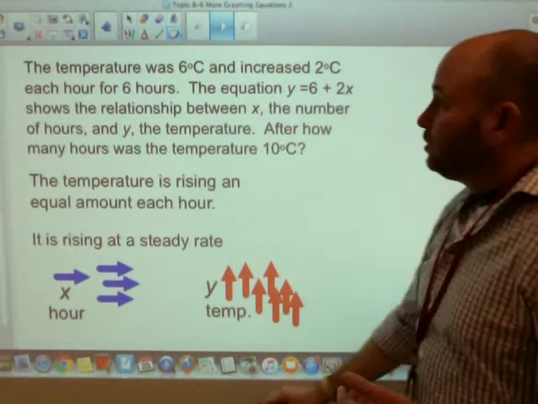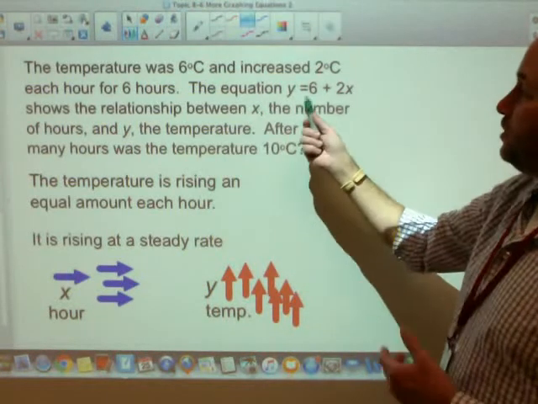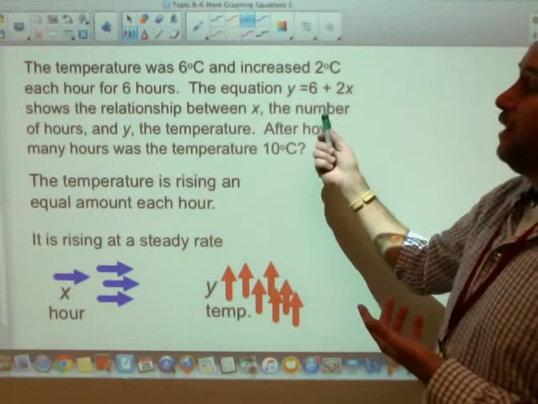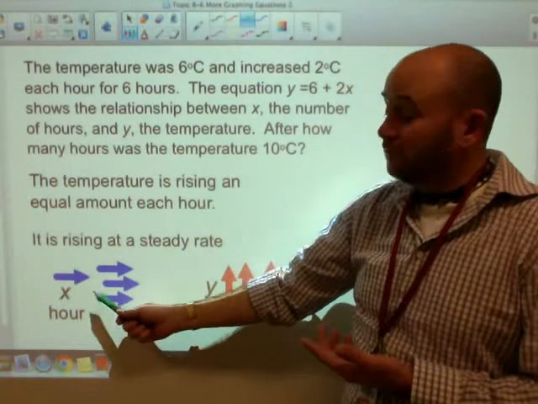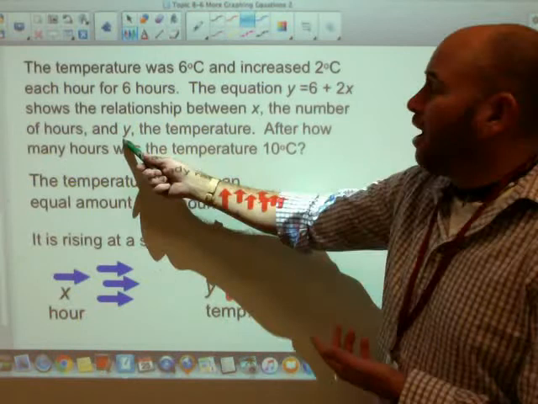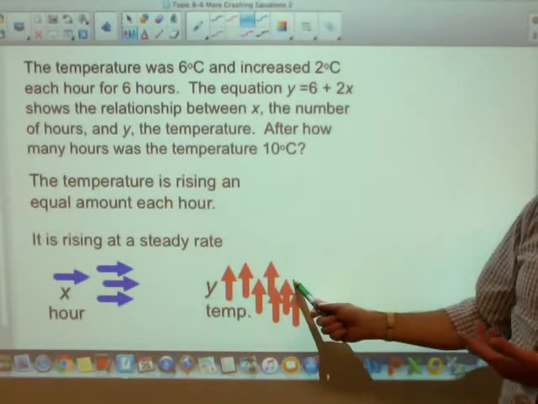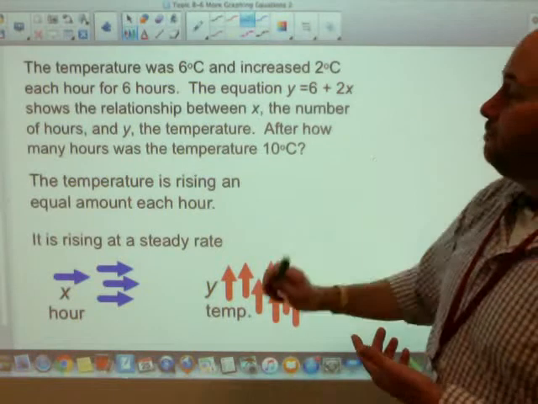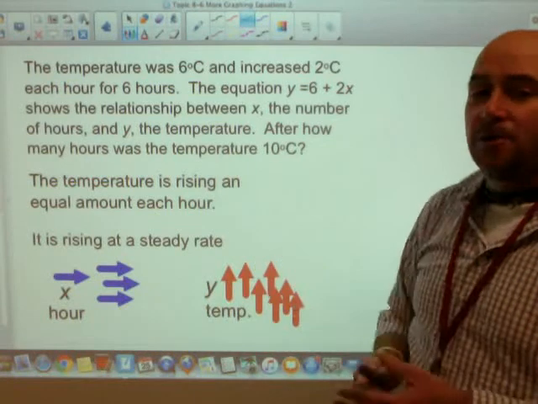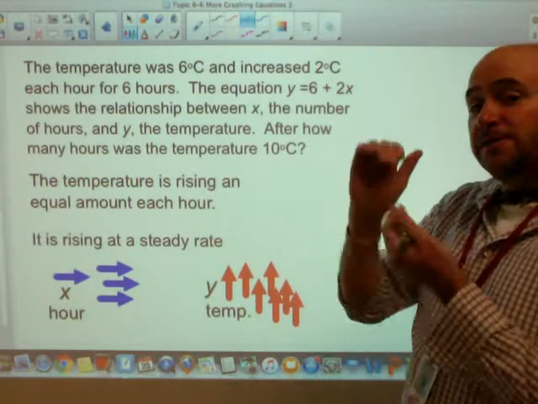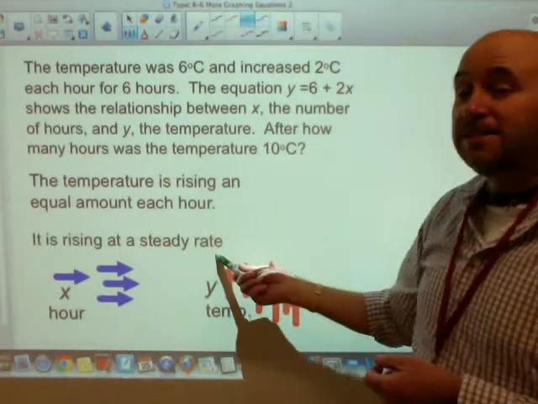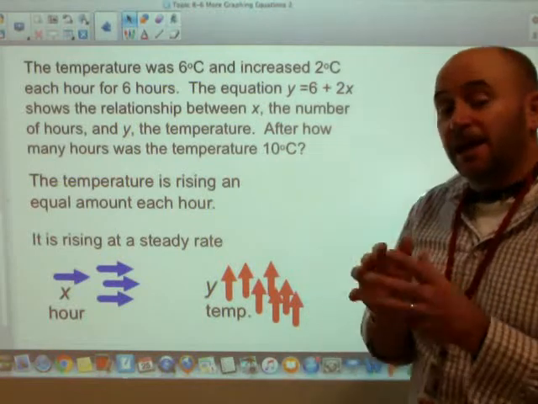All right? So anyways, the equation y equals 6 plus 2x shows the relationship between x, the number of hours, and we're going to use these arrows to represent x, the number of hours, and y, the temperature. So we're going to use these arrows to represent the temperature. Now, remember, the temperature is rising at an equal amount each hour. That means that it's rising 2 degrees each hour. That's an equal rise, so it is rising at a steady rate. That's going to create a linear pattern.